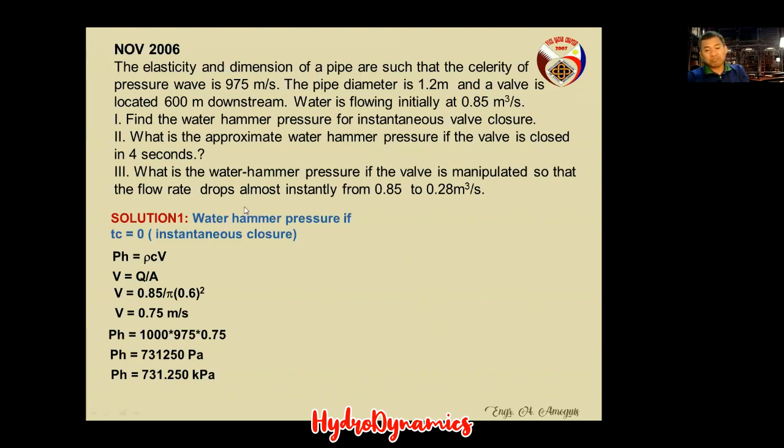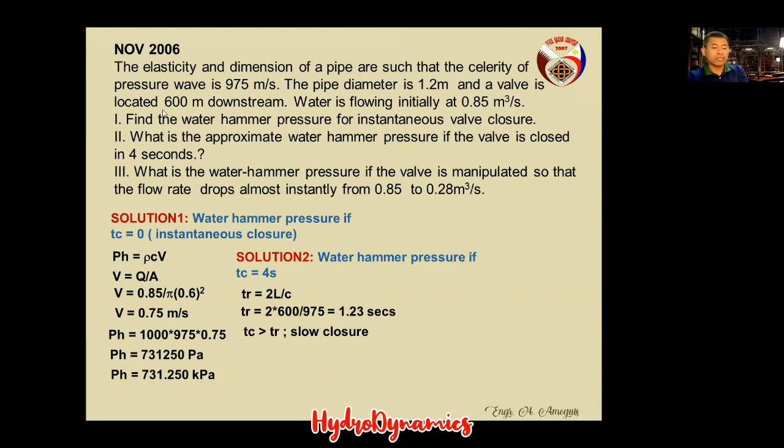The next one: what is the water hammer pressure if it is closed in 4 seconds? Since we do not know if it is rapid or slow, we need to solve the round trip time first, 2L over C. L is 600, so 2 times 600 divided by 975 is 1.23. The round trip time is 1.23. The time of closure is 4 seconds, so it is slow, closed gradually. Therefore we use rho C V times TR over TC, so the water hammer pressure is smaller. This becomes 2 to 4.8 kilopascal.